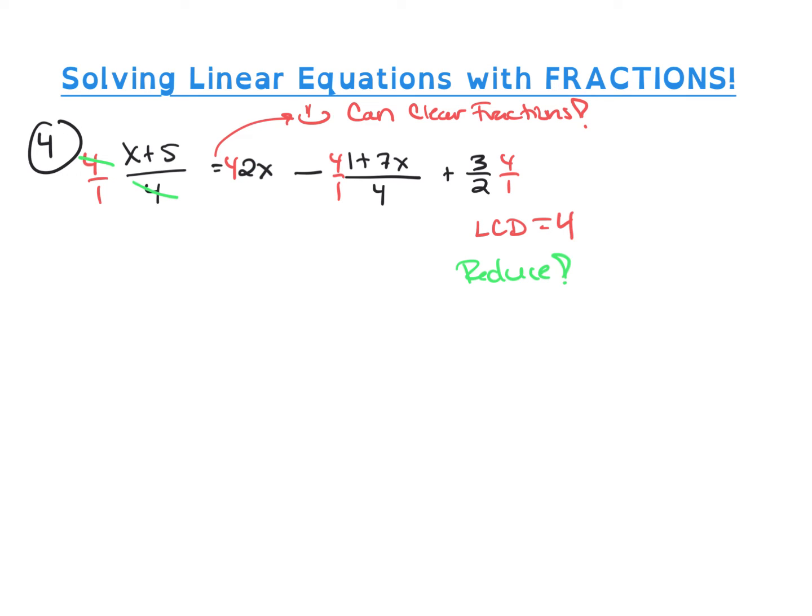In the third fraction, 4 over 1 times (1 + 7x) over 4, the 4's again cancel, which is awesome. And the last fraction, 3 over 2 times 4 over 1, will reduce, the 4 and the 2 reduce to a 2 over 1. Okay, so let's write what we have.